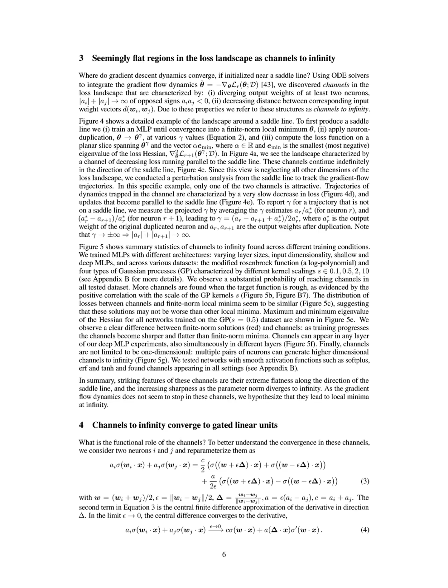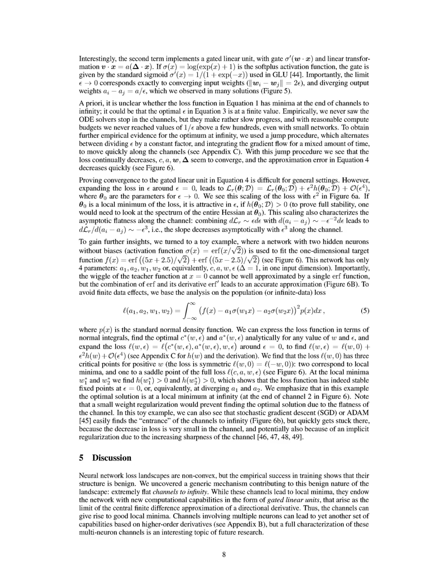Our method reveals the existence of channels to infinity in the loss landscape of neural networks, which are characterized by diverging output weights and decreasing distances between input weight vectors. This structure allows gradient descent dynamics to converge to these channels with high probability, providing a pathway to local minima that are not only stable, but also implement gated linear units, enhancing the network's computational capabilities.